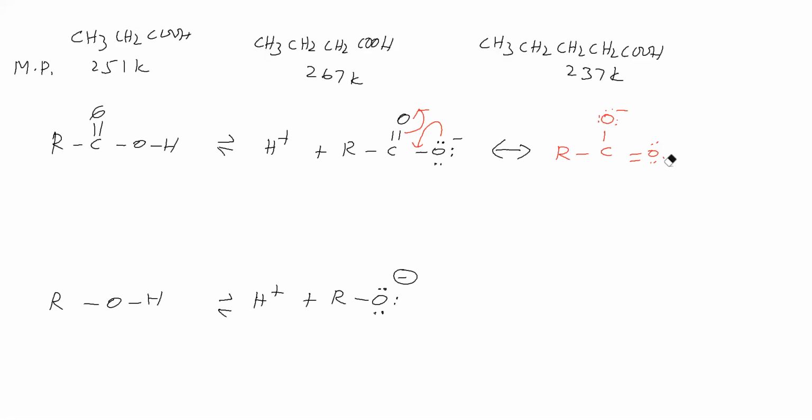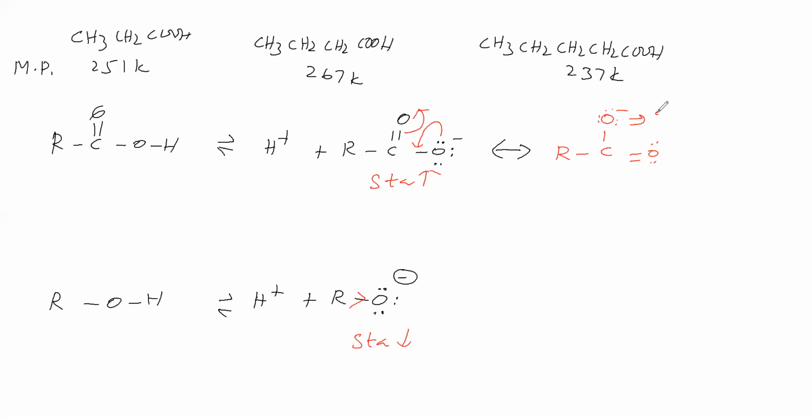Okay, for carboxylate anion, resonance is possible. Due to resonance, this stability is more when compared to this. Here stability is less, and also this R shows plus I effect. Due to plus I effect, this oxygen is having high electron density when compared to this oxygen.